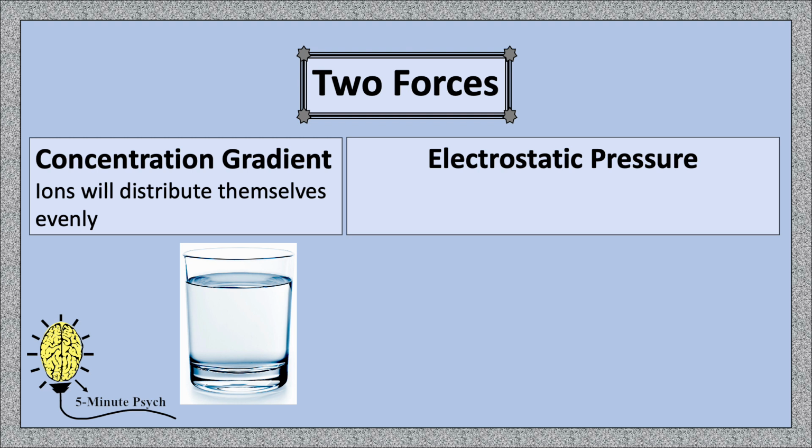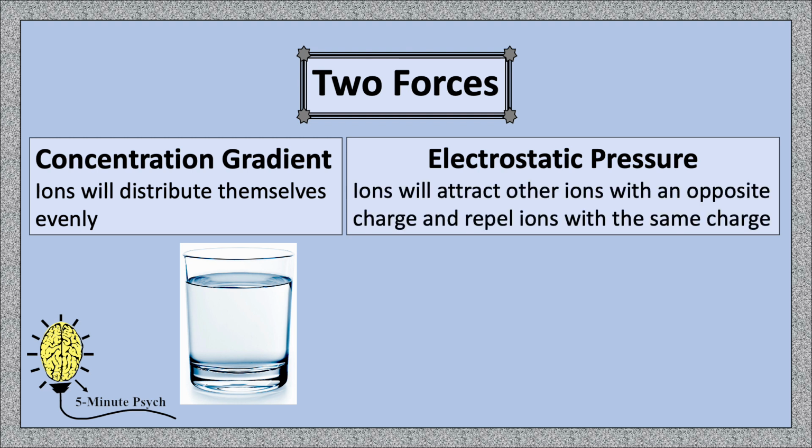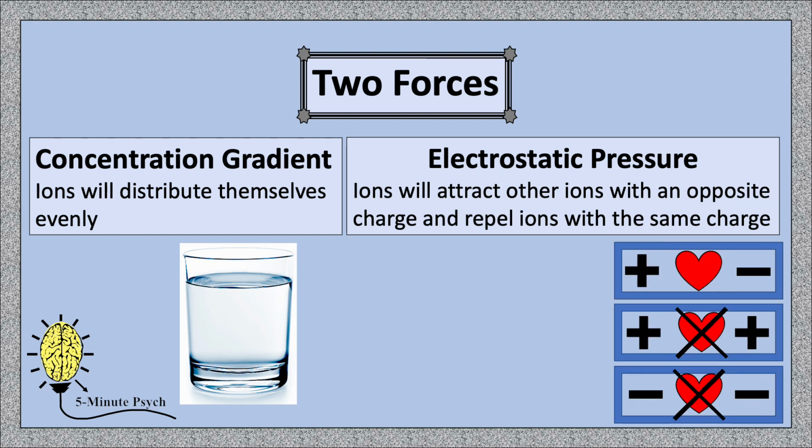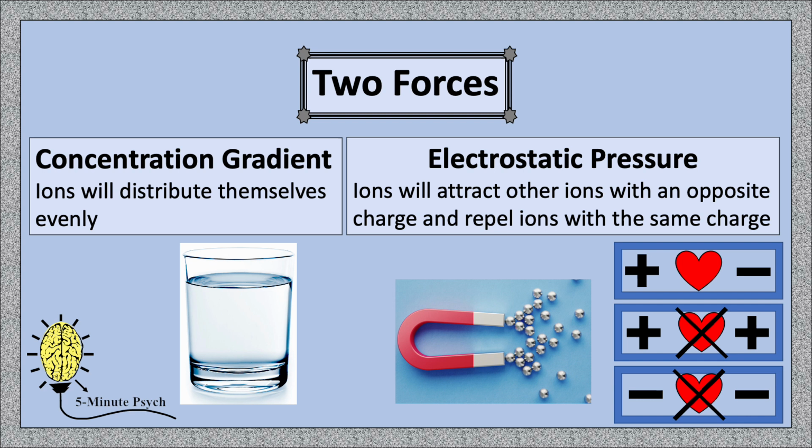With electrostatic pressure, this is the tendency for ions to attract other ions with opposite charges and to repel ions with the same charge. You can test this yourself with two magnets. Try to hold the sides of the same charge together, and you can't. But turn one magnet around so you have a negative lined up with a positive, and they'll be drawn to each other. The ions in our neurons act the same way.